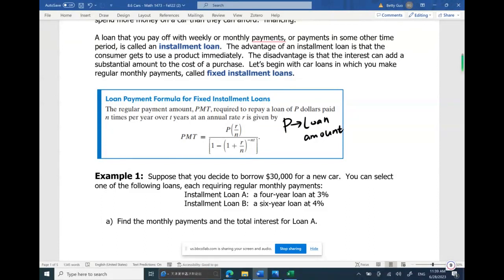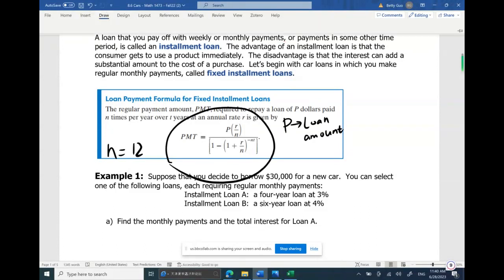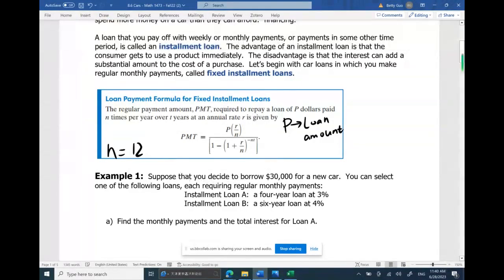R is the annual interest rate. T is time in years. And N, since we are talking about auto loan, you pay on a monthly basis, so N always equals 12. We do not spend time to derive the formula, and we only apply the formula to compute the monthly payment if you get a car loan. And that's the first method in my table note.